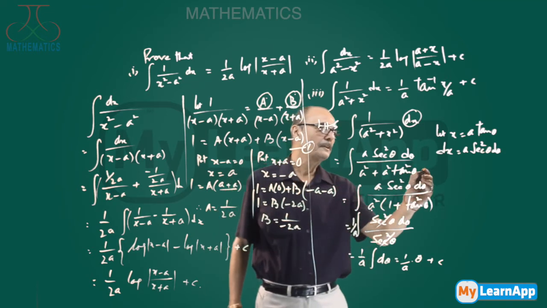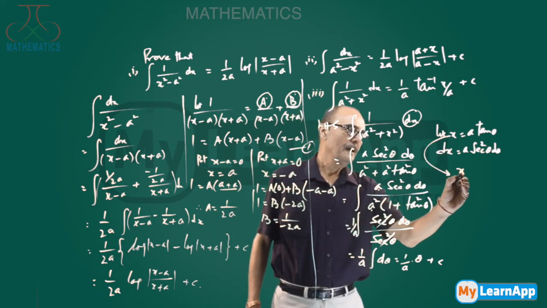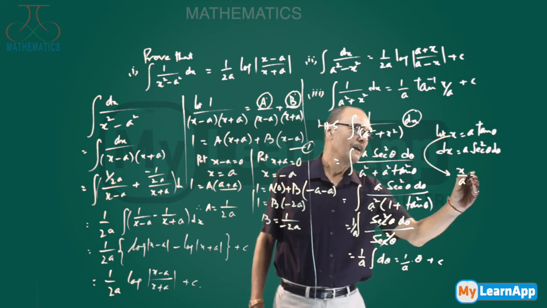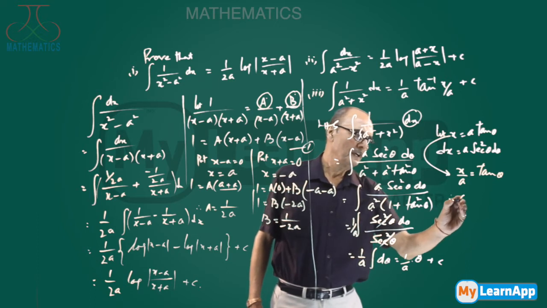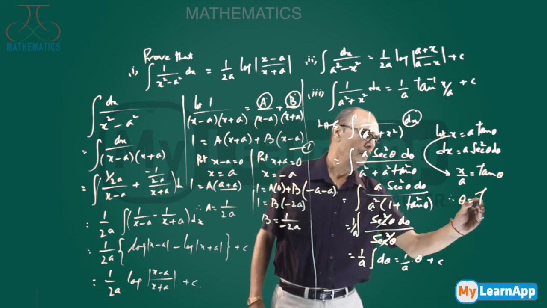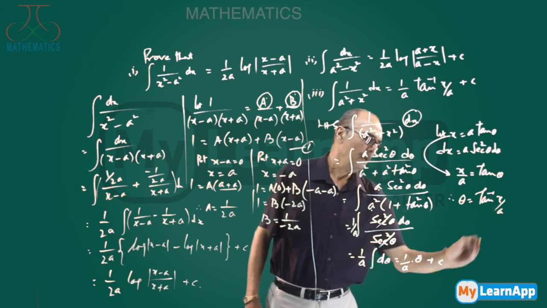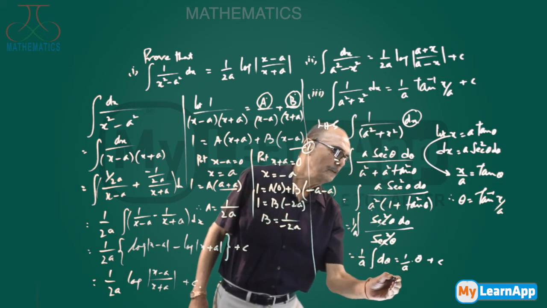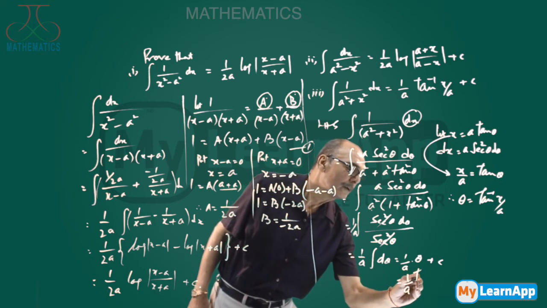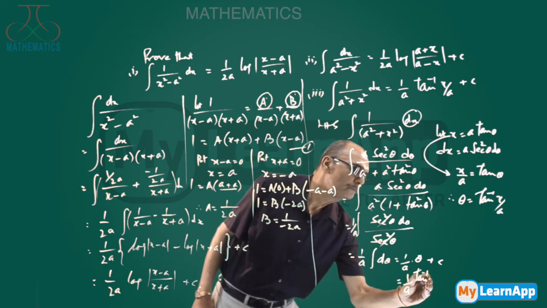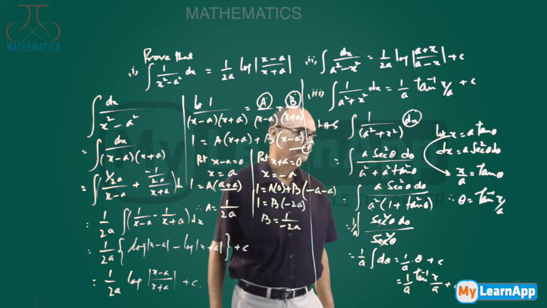Then, to get the value of theta, we have from here x over a equal to tan theta. So therefore theta equals tan inverse x over a. So this is finally 1 by a tan inverse x upon a plus c.